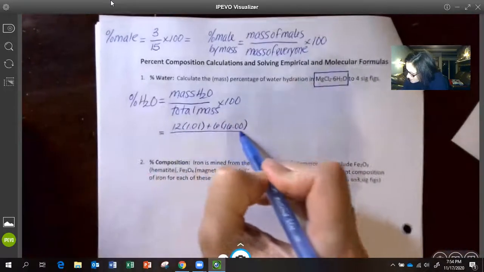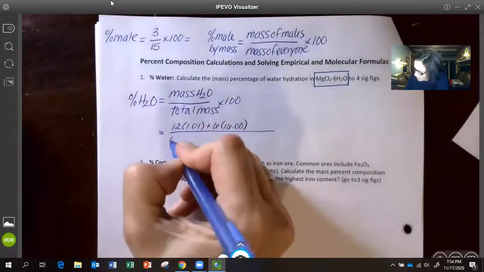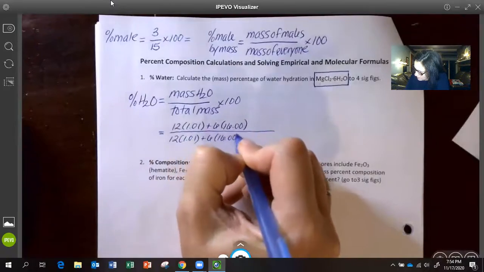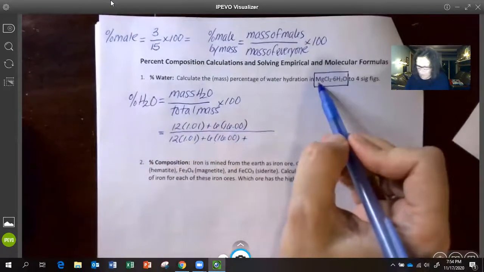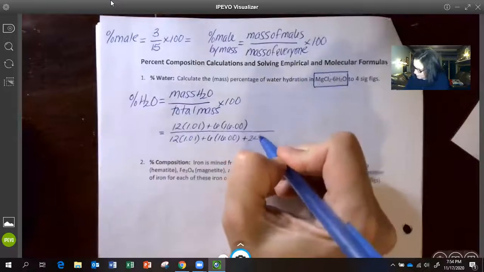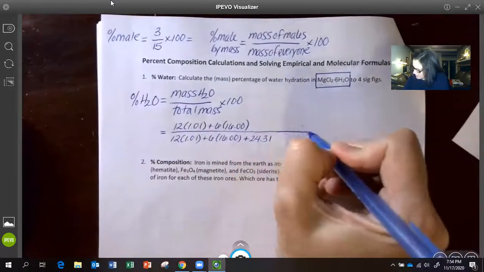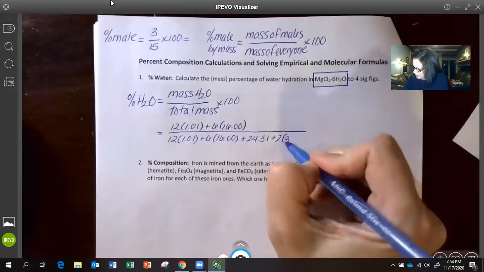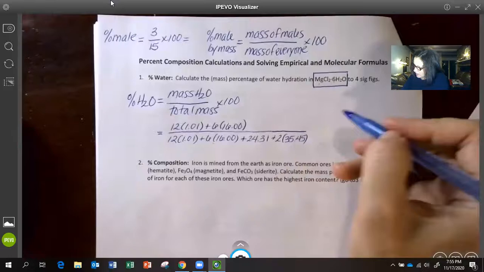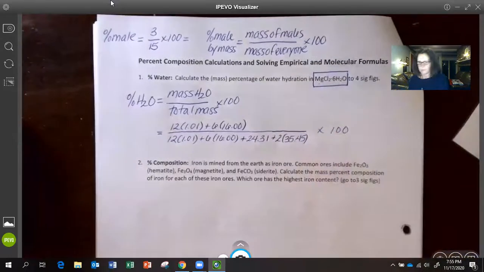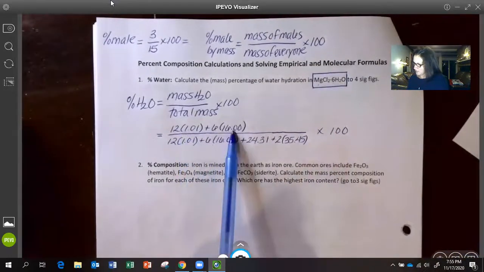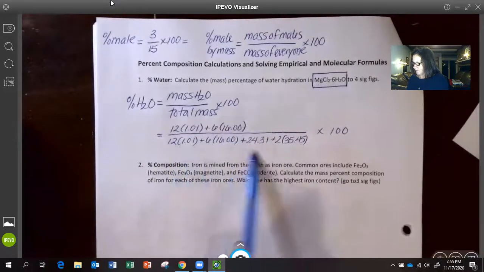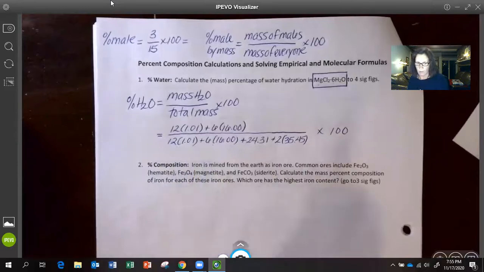The total mass of the formula is going to be all the water, again, plus the mass of the magnesium, which is 24.31 in the periodic table, plus 2 times the mass of chlorine, 35.45. All of that times 100. Okay, so the numerator represents just the mass of the water, and the denominator represents the mass of everything in the formula, including the water.